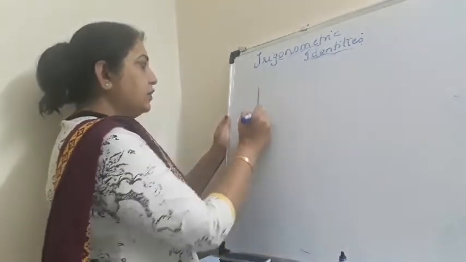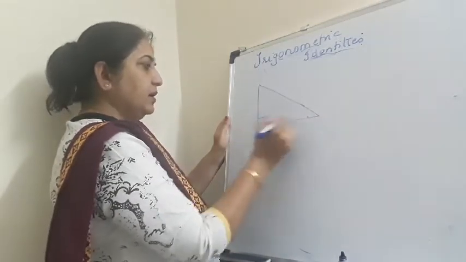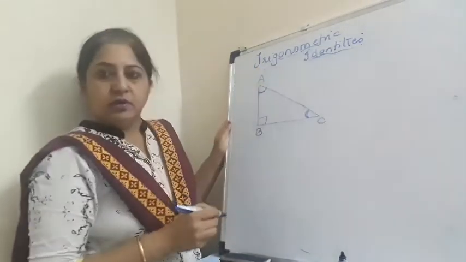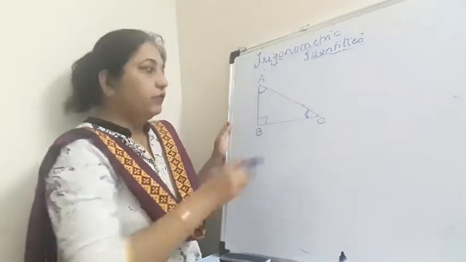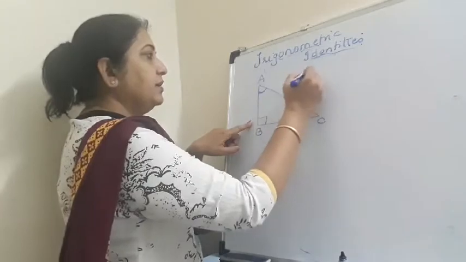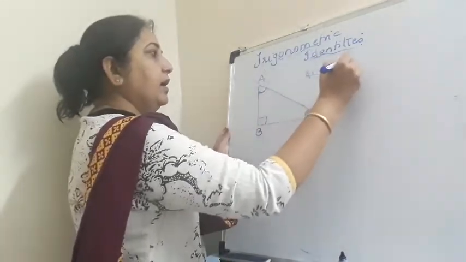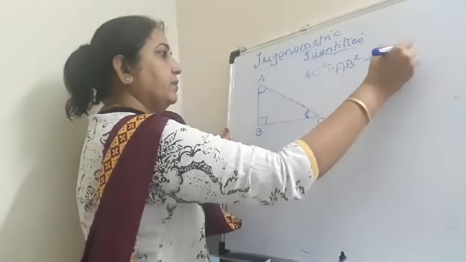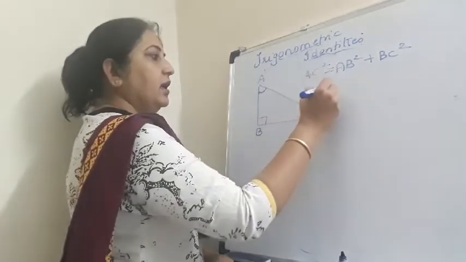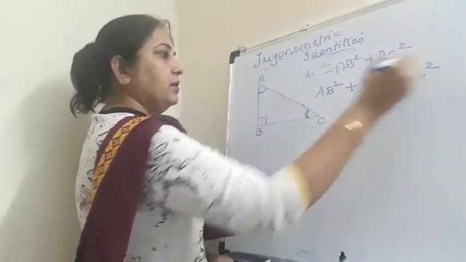Consider a triangle ABC, right angled at B. This is C, this is A. Okay, so to prove these identities, we are going to focus on angle A, right? Let's begin with A. We know that AC square is equal to AB square plus BC square. This is which theorem? This is the Pythagoras theorem. We can also write AB square plus BC square is equal to AC square, right?